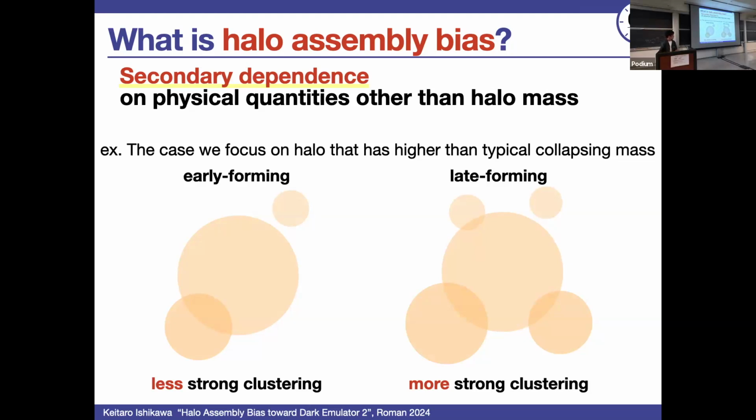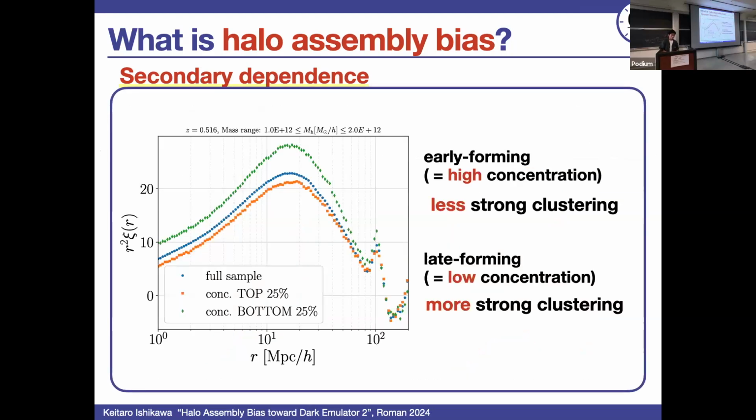So the amplitude of clustering will be large, because it collapses with other low concentration halos into a larger amplitude region in the large-scale mode. You can see these features when we measure halos in high mass regions.